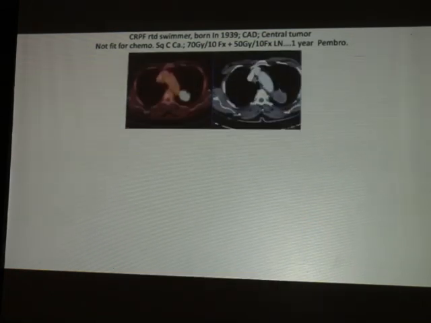This is also a very interesting case. The patient is a retired CRPF commandant. He is around 1939 born, 80 years. He has a tumor in the lung along the mediastinum. So he is technically a patient with a lung tumor with mediastinal lymph nodes. Whenever there is a mediastinal lymph node with a lung tumor, the standard treatment is chemo radiation. That means 6 weeks of radiation along with a low dose of chemotherapy. That is the standard treatment.